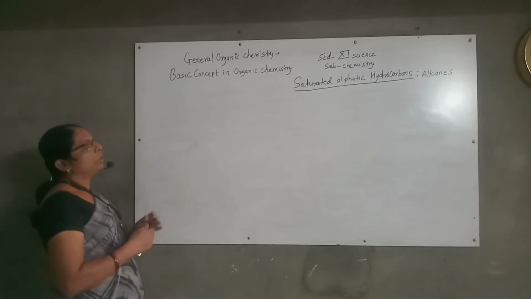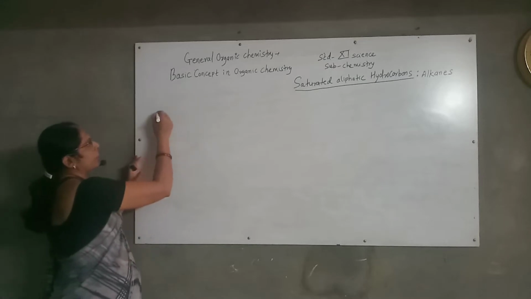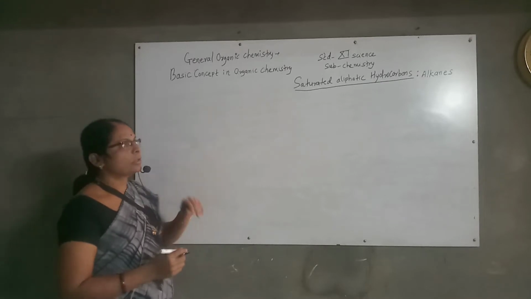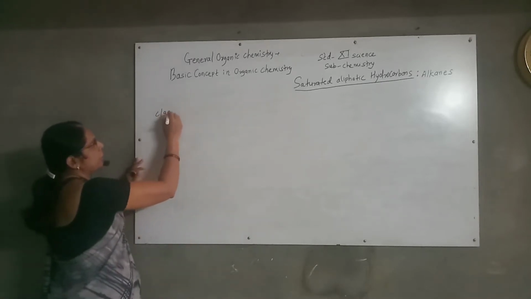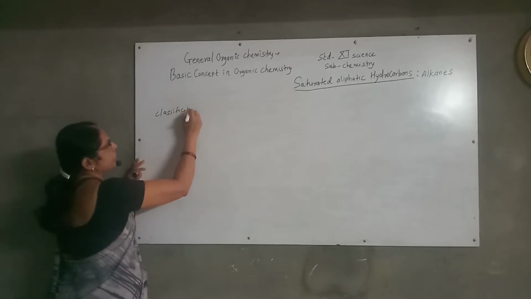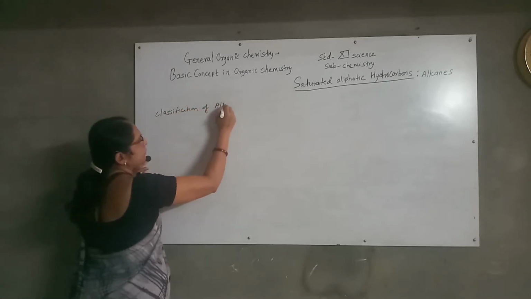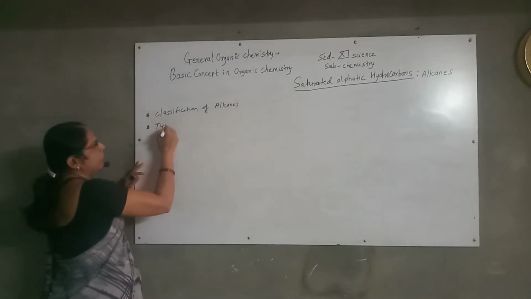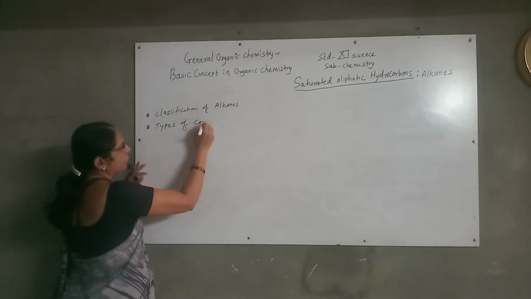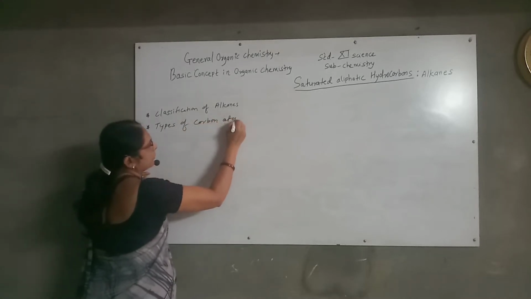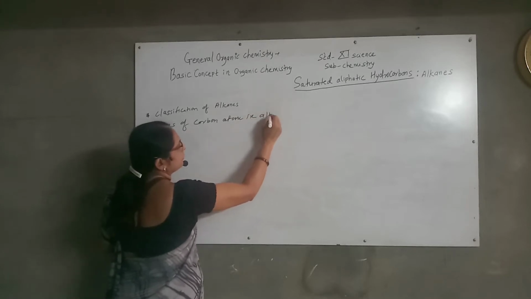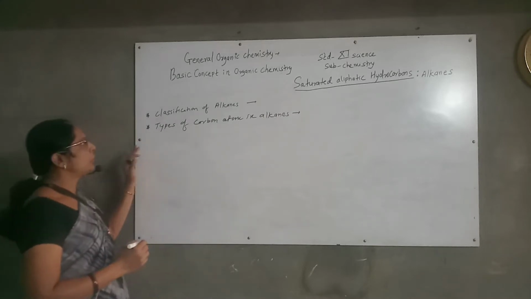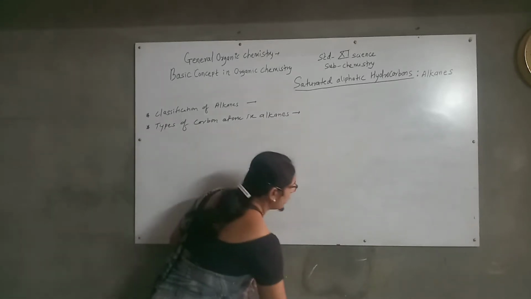Now in today's session we are discussing the important points, that is saturated aliphatic hydrocarbons, that are alkanes. First is the classification of alkanes. And then we are discussing the types of carbon atoms in alkanes. So these two important topics we are discussing today. So let us consider the classification of the alkanes.